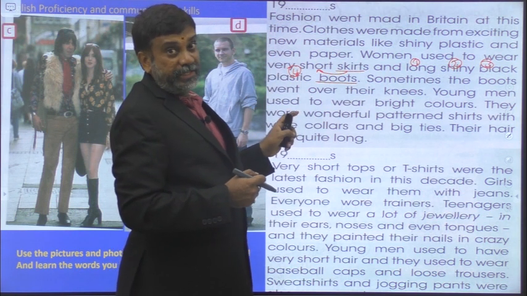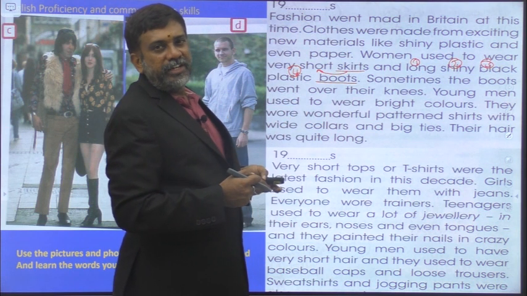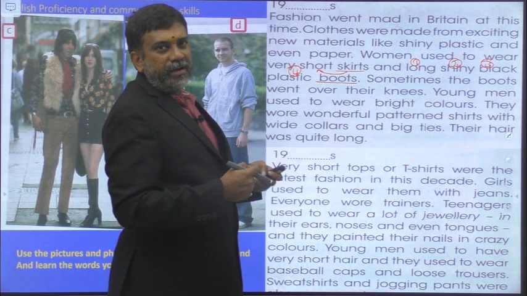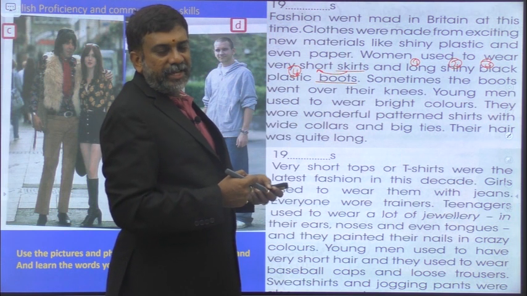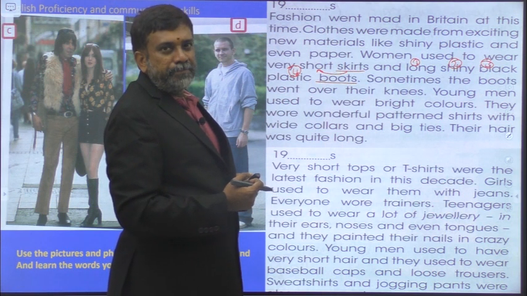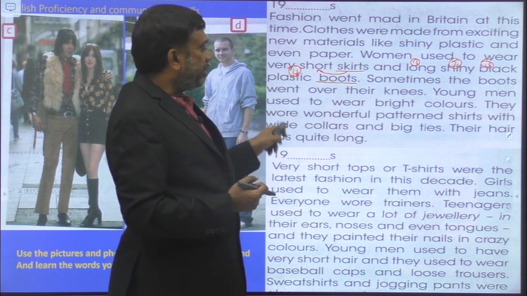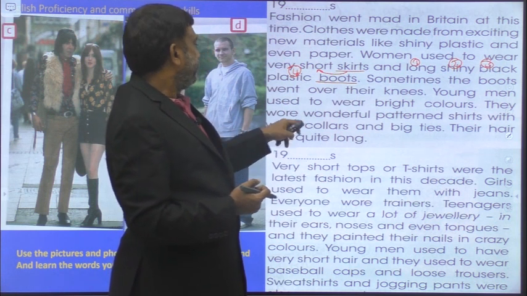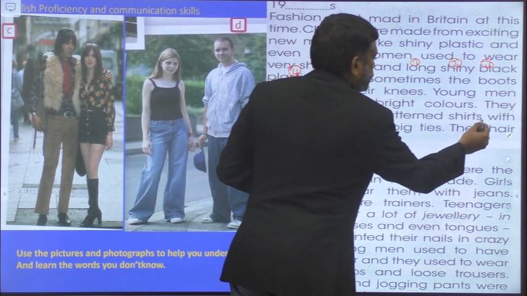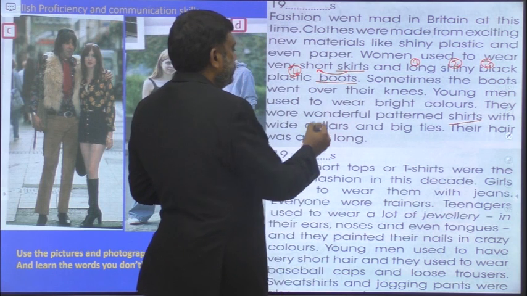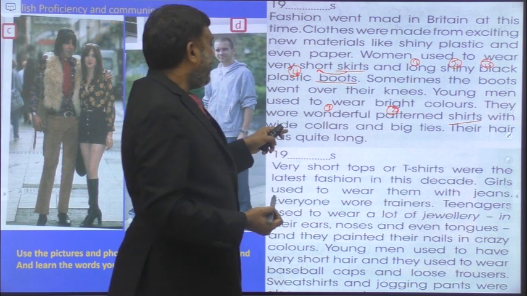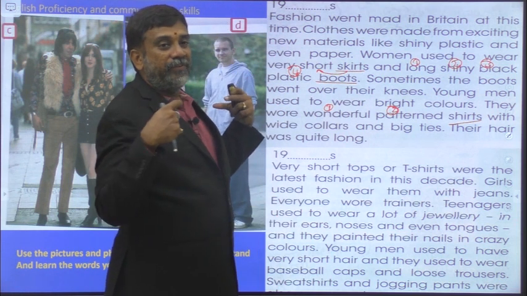But remember that Britishers never gave more priority to wearing bright colors because they always wanted to be very formal when they came outside. That is why American fashion is entirely different when we compare it to Britain. We'll talk about it later in another session. They wore wonderful patterned shirts. Oh, see here, shirt is a noun. Here, wonderful patterned shirts, with wide collars. The collars were very wide.